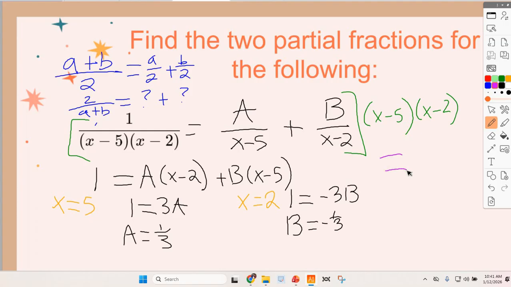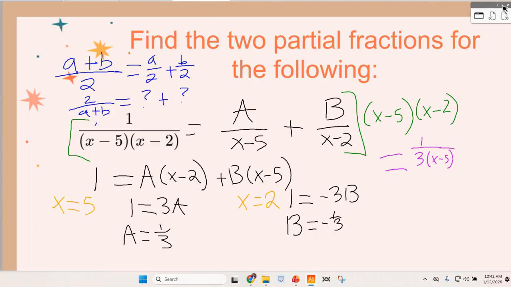A third. Do we want a fraction over a fraction? No, so that's the same thing as multiplying by a third, okay? So we could also just rewrite it as 1 over 3 times x minus 5. Do we all agree that I can change my addition to subtraction because my B is negative? And then otherwise it's going to be the same. I have 1 divided by 3 times x minus 2. And this would be our partial fraction decomposition. I have decomposed it, or broken it apart, into partial fractions. Two partial fractions.